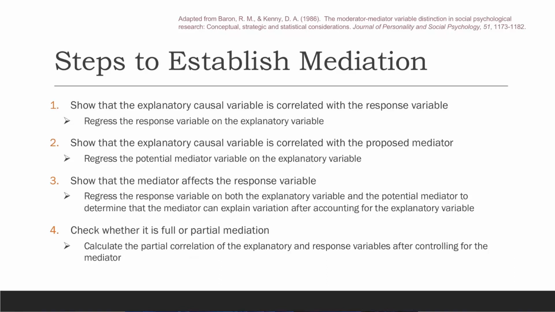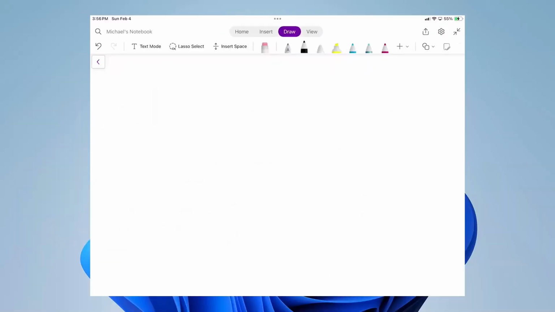But in this method, which used multiple regression, we now have additional tools available that were not fully developed back in 1986. Structural equation modeling is a great way to look at mediation, and I'll talk a little more about why in a moment. But the first step is to show that the explanatory causal variable is correlated with the response variable. So you do that by regressing the response on the explanatory. Let's take a look at a picture of this.